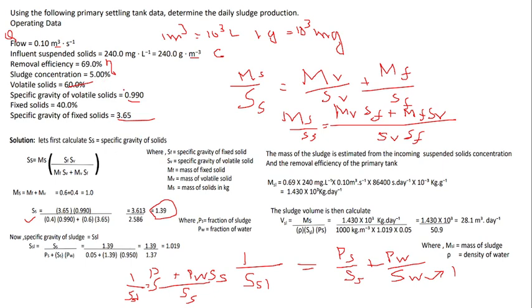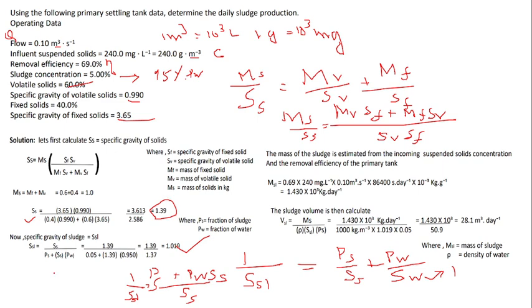The moisture percentage is 100 minus 5, which is 95%. So this is the moisture fraction, PW. 95 by 100 is 0.95, and you are multiplying it with the specific gravity of solid, 1.39, and then 5 by 100 is 0.05. This is the fraction of solid. So we have substituted all the values. If you solve this, you will obtain the specific gravity of sludge as 1.09.